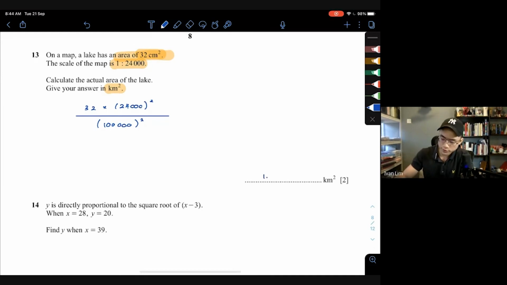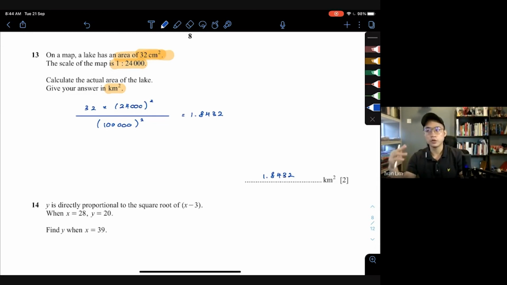Calculate this in your calculator. You'll get 1.8432 km square. So take note, 2 parts to it. One is the scale factor, then you have to unit square. Then after that, changing from cm square to km square.